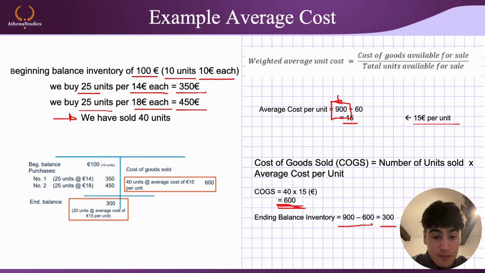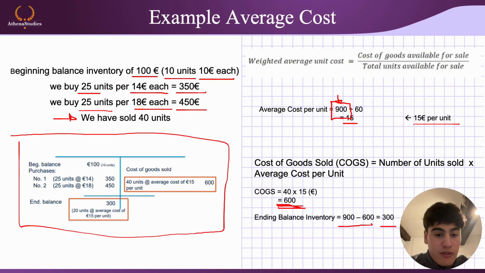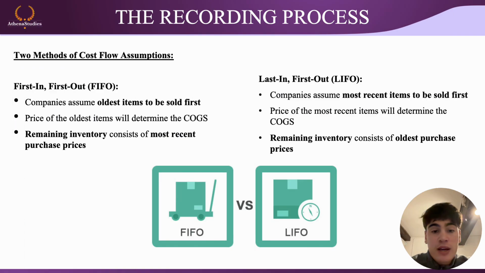equal 300. So here, as we can see in the picture, we have on the left all the goods that we buy and the price at which we buy them. And then on the right side, we have all the goods we sell at the price we sell them, which is 15. And in total, it is 600. And then at the end of the balance, we have the total value of our remaining goods. Okay, I hope this was clear. And we can go to the next two methods.